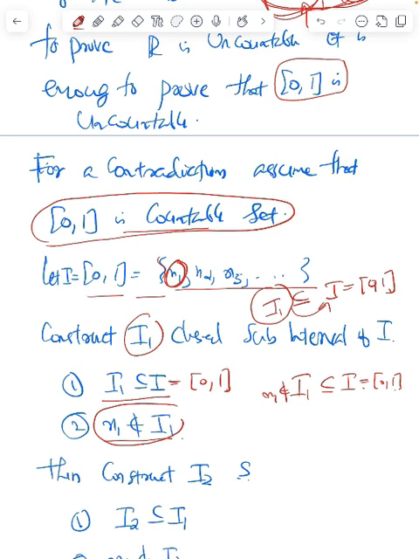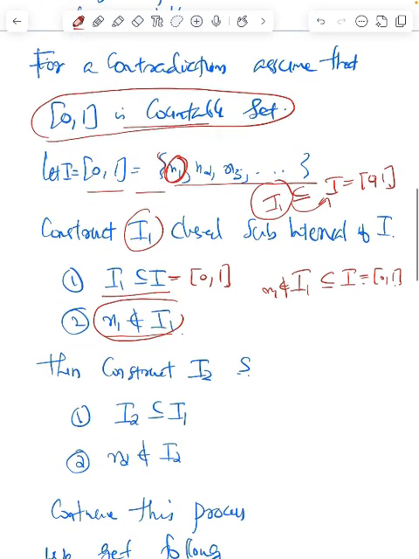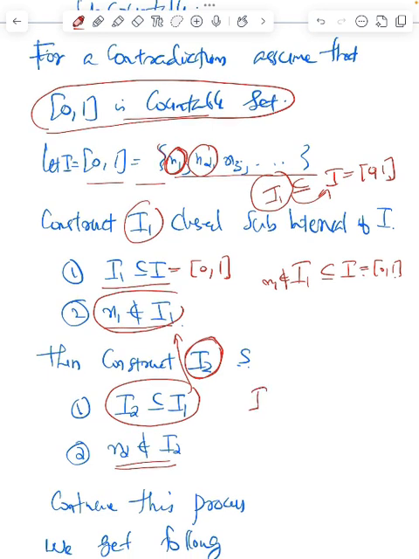Now again I am going to construct a new interval I2, which has two properties. The first property is that I2 is contained in I1, which we defined just before. And the second property is that the member x2 does not belong to I2.